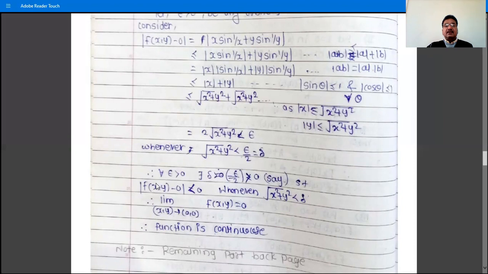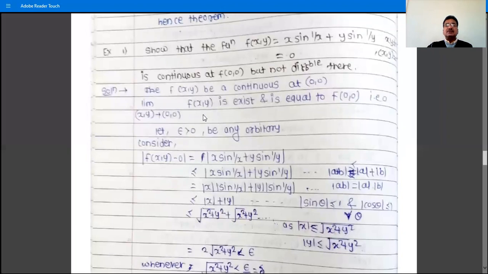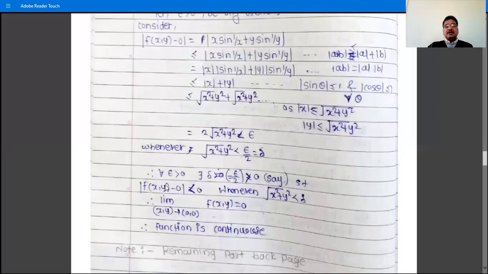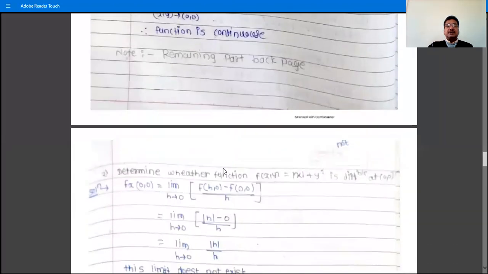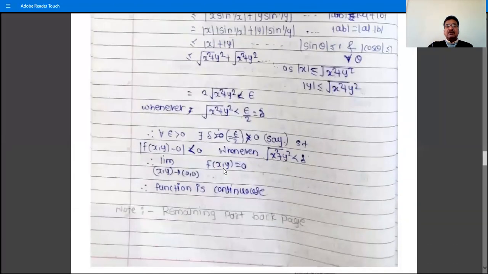Say it is delta. And therefore, for every epsilon greater than 0, there exists delta, whose value is epsilon by 2 greater than 0, such that mod of f(x,y) minus 0 is less than epsilon whenever root of x² + y² is less than delta. And this is the definition of limit. And therefore, limit as (x,y) tends to (0,0) of f(x,y) is 0. And therefore the function is continuous at (0,0), because the limit exists and is equal to 0, which is equal to f(0,0). Okay, and the second part is what?